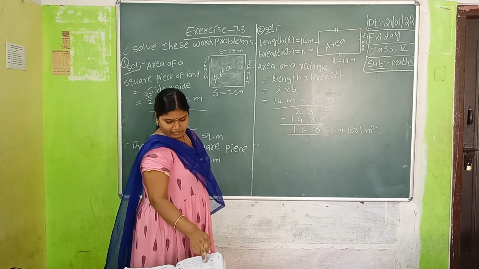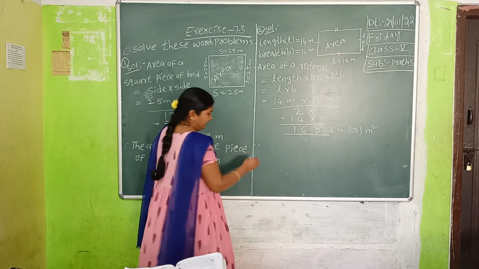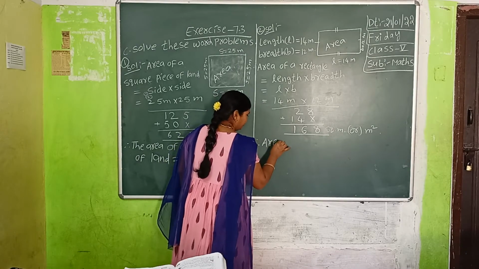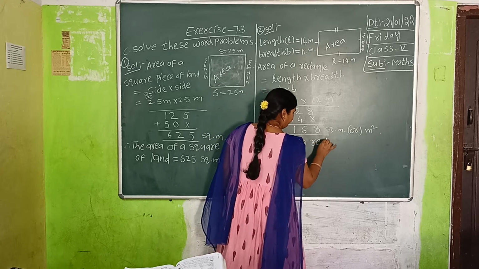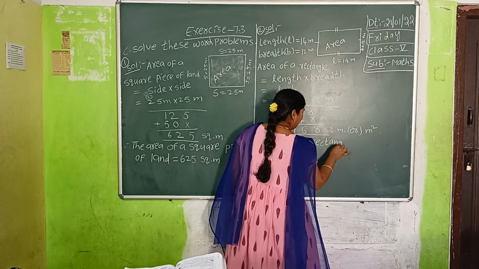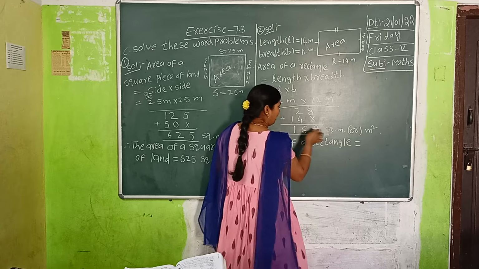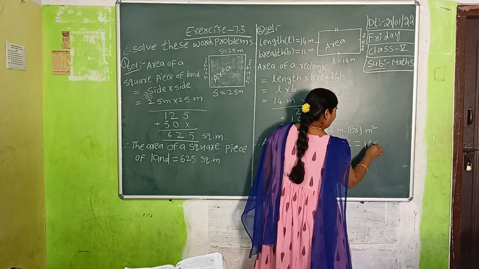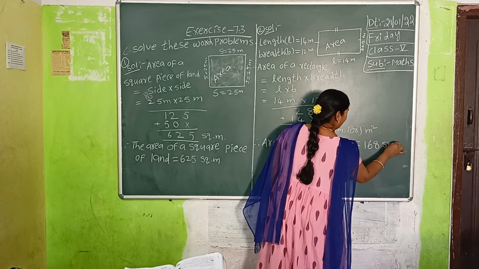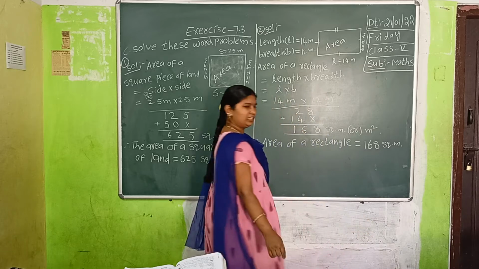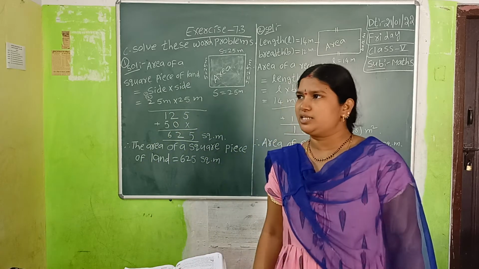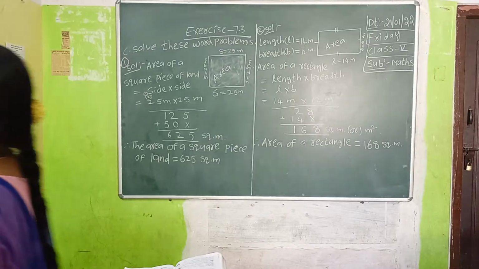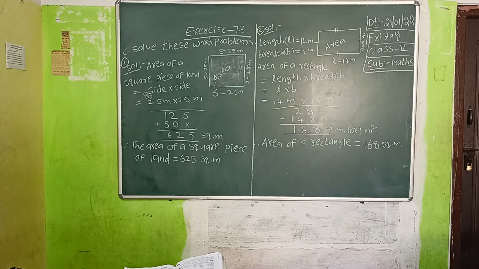Okay. Now you have to write down. Therefore, area of the rectangle equals the answer, 169 square meters. It is our answer. Just note down these two answers, otherwise take the screenshots. We will go for the third problem.